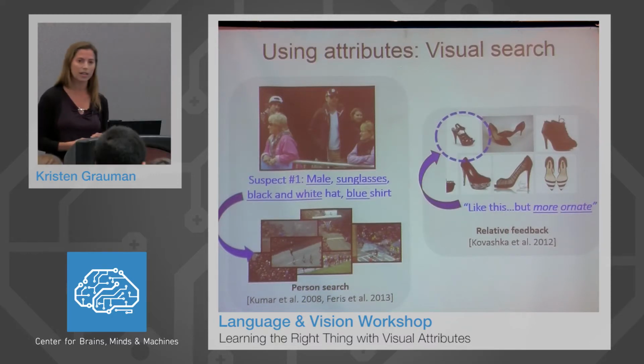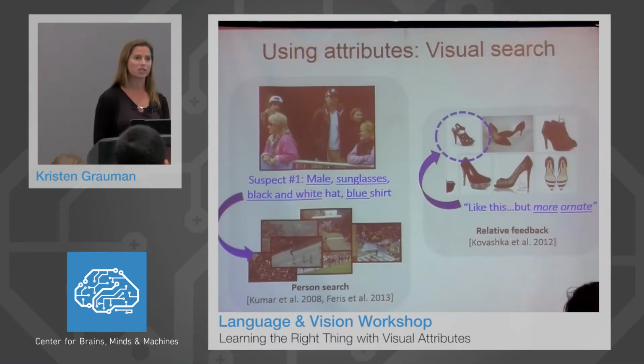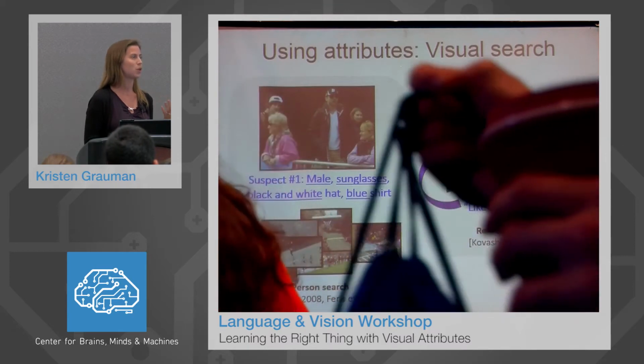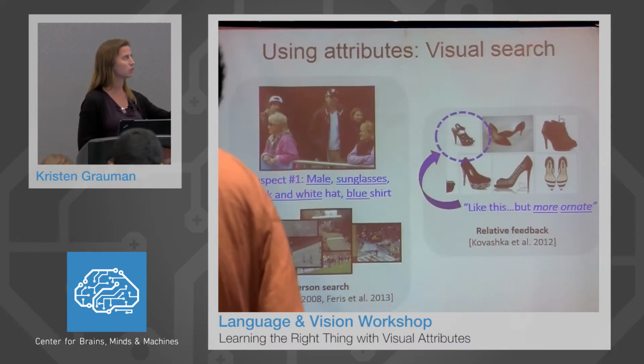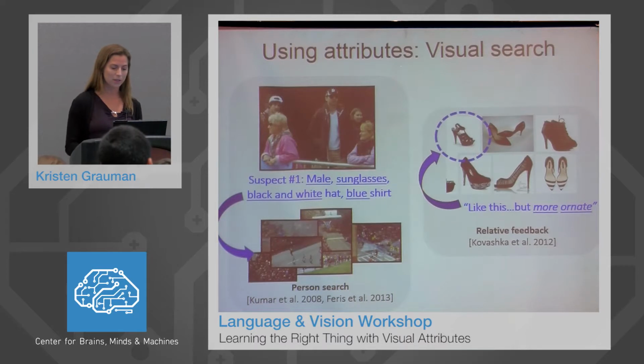We've also been looking at interactive search. If you want to refine your image retrieval results, you don't want to just click on things and say they look good or bad. You'd like to really just tell the system what you want. So in attributes, you could say things like, this is almost what I'm looking for, but it needs to be more ornate. This is the Whittle search system from Adriana Kovashka.